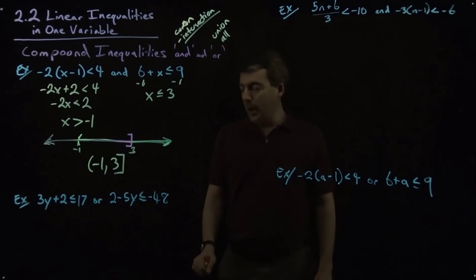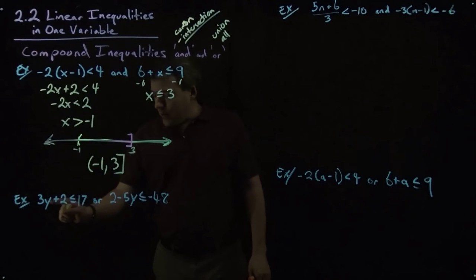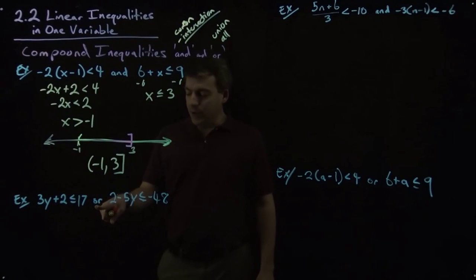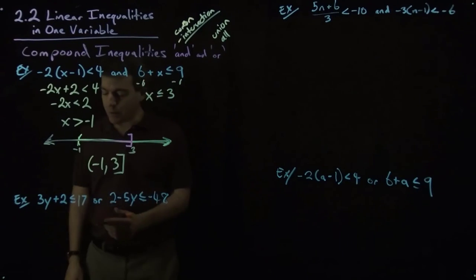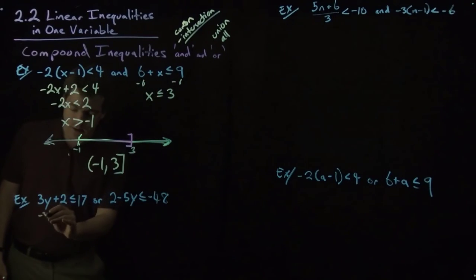Okay. So here we have an "or" conjunction, so that's going to be the union. And anyway, we'll solve both of these. So we're going to subtract 3y.